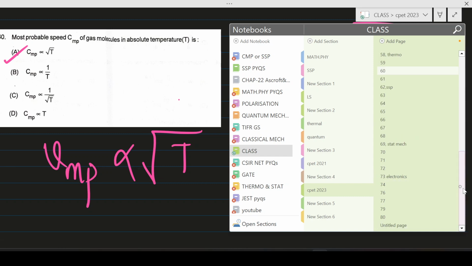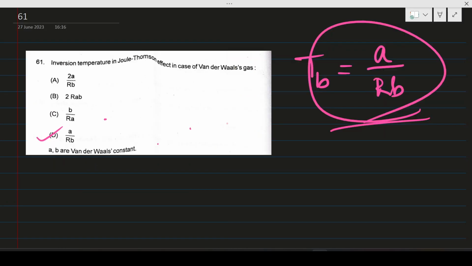Next, the inversion temperature in the Joule-Thomson effect in the case of a van der Waals gas. The inversion temperature is nothing but the Boyle's temperature, and the formula for Boyle's temperature is a/Rb. So the answer will be D.